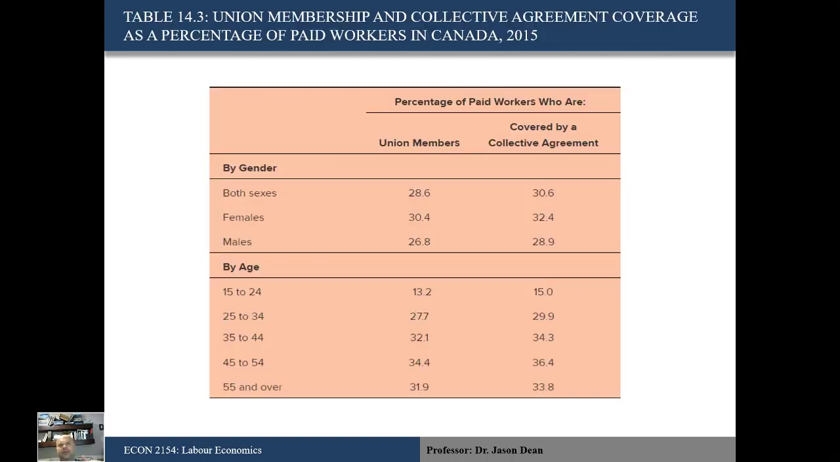This is Table 14.2. Here we're looking at union membership and collective agreement coverage, so we're looking at our measures of density, but now stratified by gender and by age.